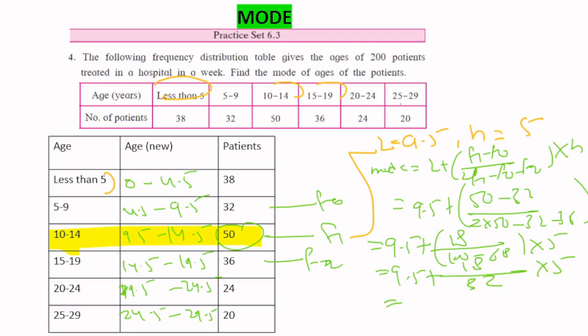If you solve this further, your answer should be 9.5 plus 2.8125. So the total answer should be 12.31 approximately, and this should be your answer. Years. So this is coming in terms of years. Okay, approximately. So this is where we have completed mode, which is very easy.